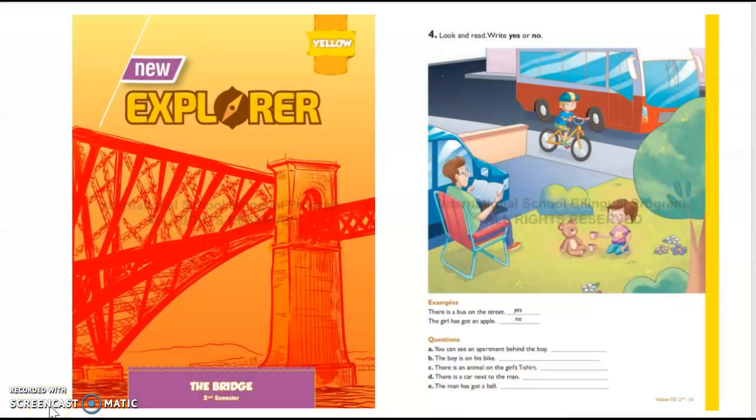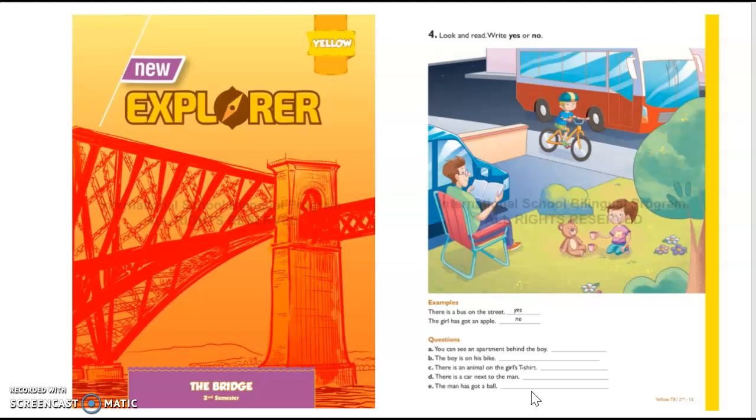Hello, second graders. Let's see what we have to do. Come on, I'm going to give you the instructions. Today we are going to use this book, The Bridge, and the page is 12. As you can see, there is a picture and there are some sentences.